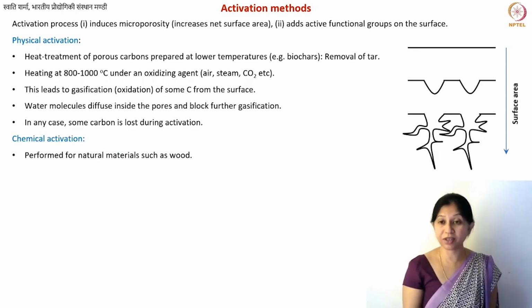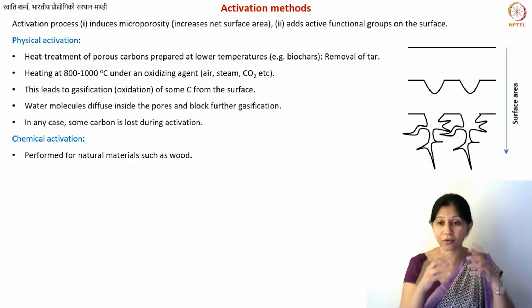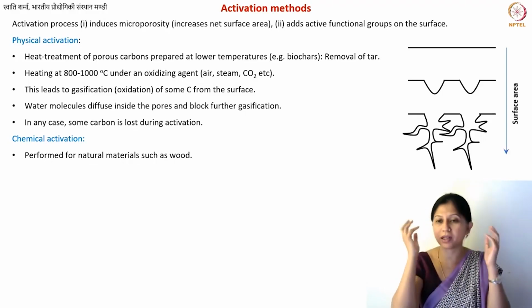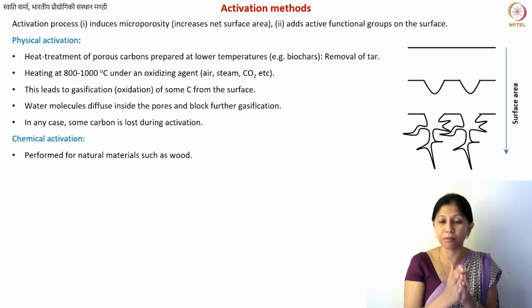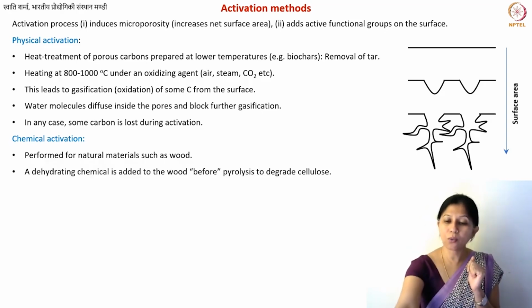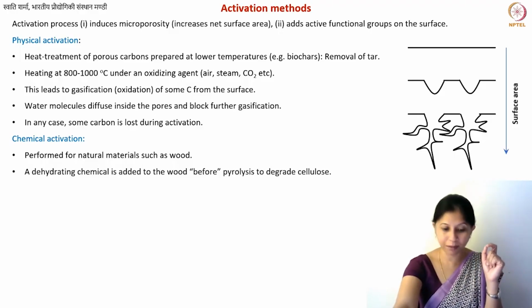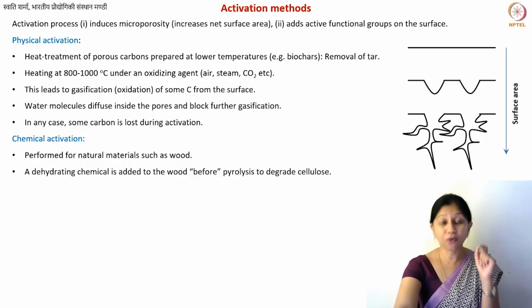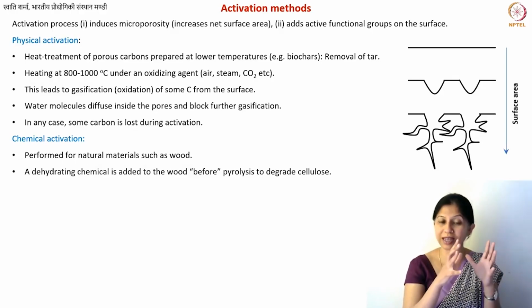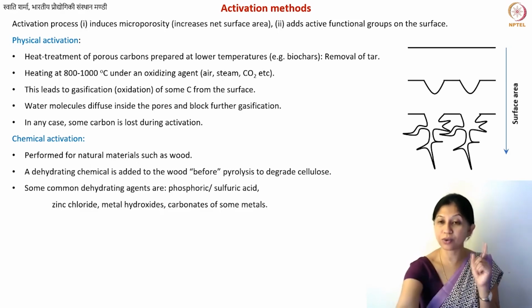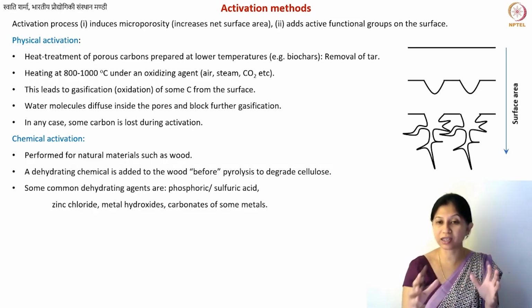Okay. Now coming to chemical activation methods. As the name suggests, you're adding certain chemicals, but at what stage? This kind of activation is often performed for wood or other natural materials, so biological based and so on, natural polymers. Now what you do is you actually add a certain chemical before the pyrolysis. So when you just have a piece of wood, you will first add certain chemicals to it, and there is a long list of such chemicals.